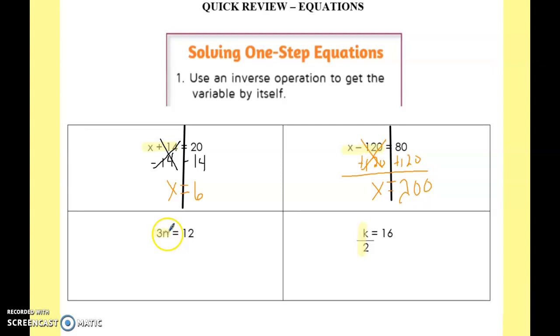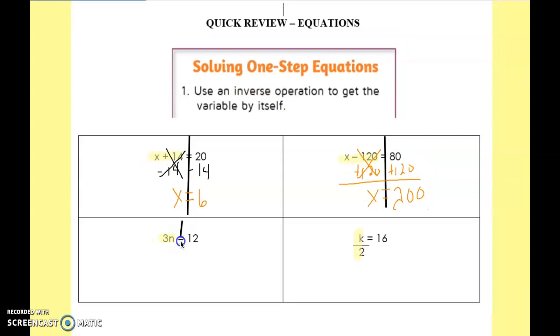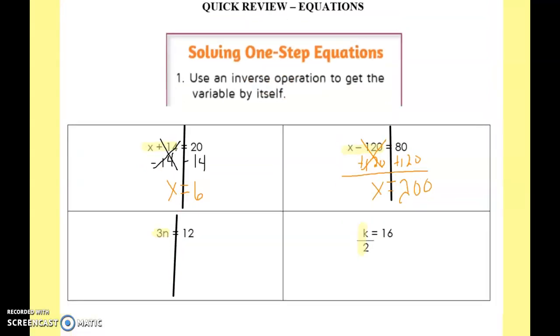So the opposite of multiplication is division. Again, I would perform this inverse operation on both sides of my line here. So we're going to divide by 3 on both sides. Now again, inverses cancel, and we're left with just the variable, which is our goal. And then 12 divided by 3 here on the other side is the answer of 4.